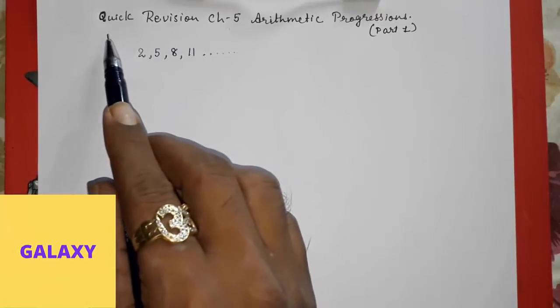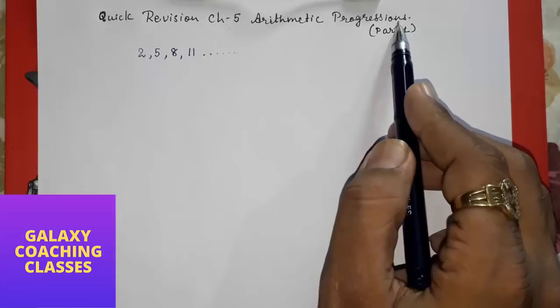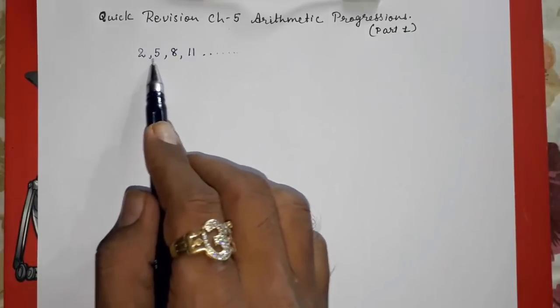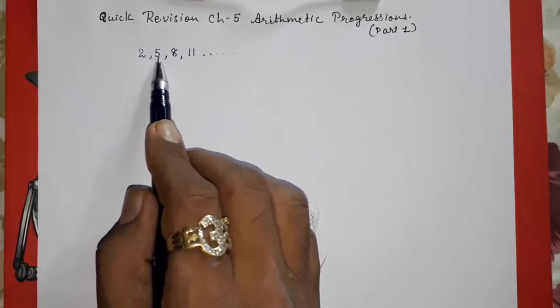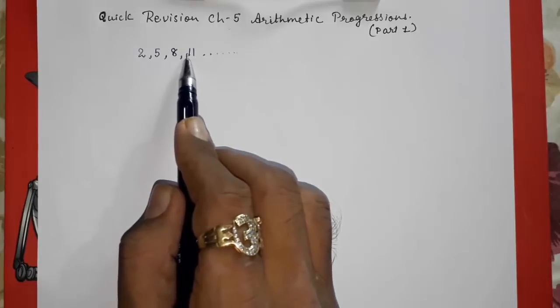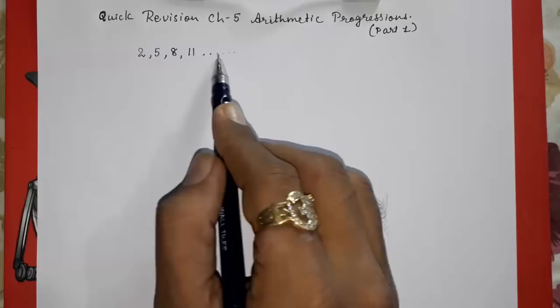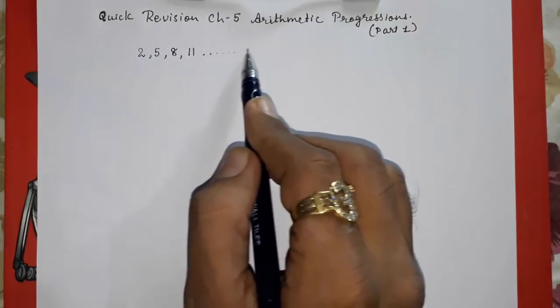Hello friends, today we are going to do a quick revision of chapter number 5, arithmetic progression. Look here, this is a sequence where you are getting the same progress. Means 2 plus 3 is 5, 5 plus 3 is 8, 8 plus 3 is 11, and so on. So this is called an AP because this series or sequence is having the same progress.